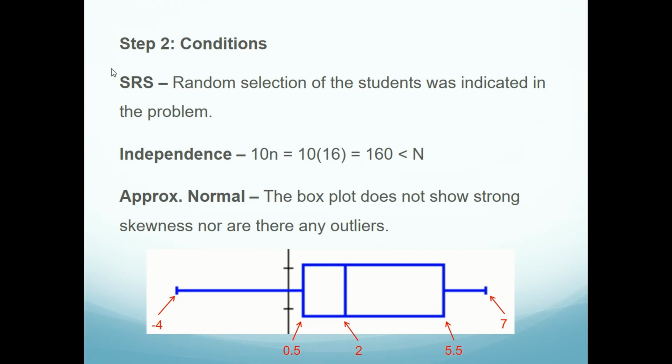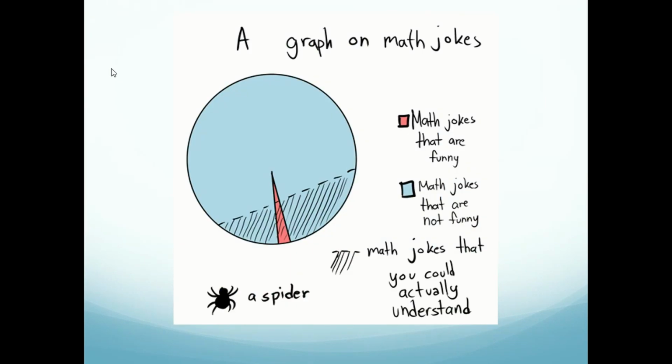A random sample was stated in the problem. For independence, 10 times 16 is 160, which is less than the population. To show normality here, we're going to look at the box plot. You can see there's no extreme skewness, nor are there any outliers. So a t-test is appropriate for this data. And while we're on the subject of graphs, I thought I'd show you this one.